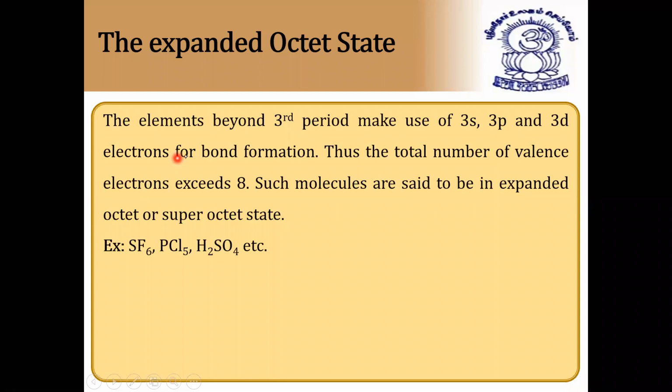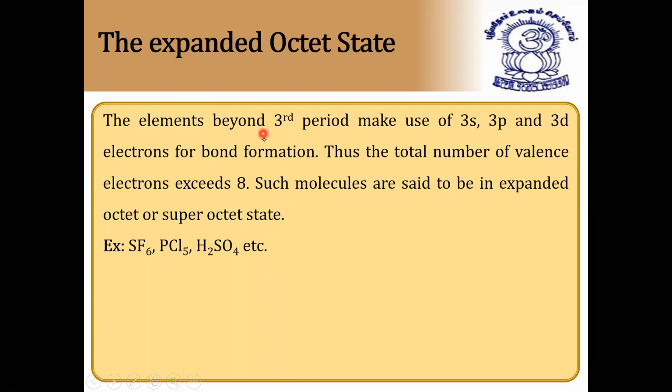So incomplete octet, expanded octet, odd electron octets. Odd electron molecules, even though they are stable, are not following the octet rule. That is, after sharing they are not getting 8 electrons. They are getting less than 8 or more than 8. When it exceeds 8, such molecules are said to be in an expanded octet or superoctet state.